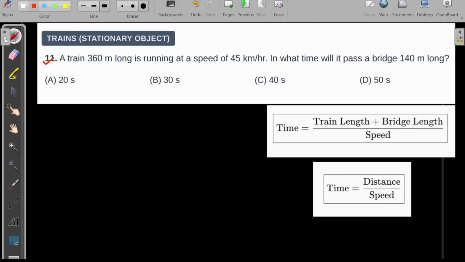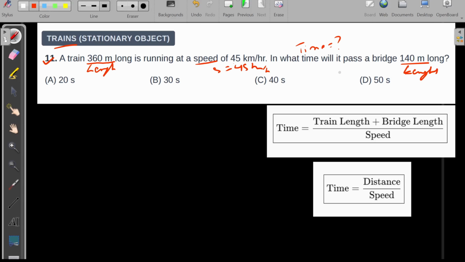Now let's move on to question number 11, which is train and stationary object. From the question, a train that is 360 meter long. So the length of the train is given, which is 360 meter, and the train is running at a speed. Speed is given, which is 45 kilometer an hour. And what time will it take for the train to pass a bridge? So we need to find the time. What time, which we don't know, would it take for that train to pass a bridge that is 140 meter long. So the bridge length is 140 meter. Is it option A, which is 20 seconds, B 30, C 40, and D 50 seconds.